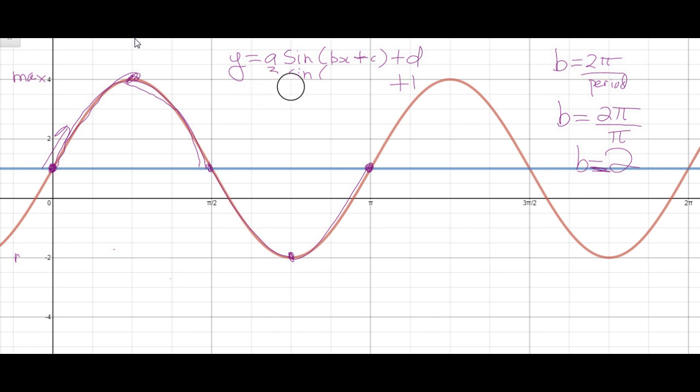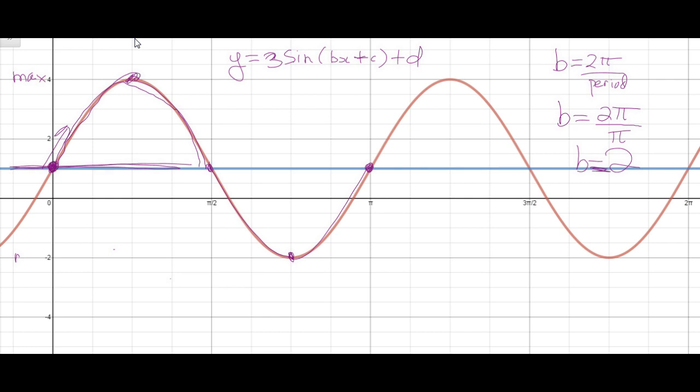So we have the c value. Remember, the c value is the phase shift. So is this graph shifted? When we ask whether there is a shift, what we want to look at is two things: the midline and the start point.